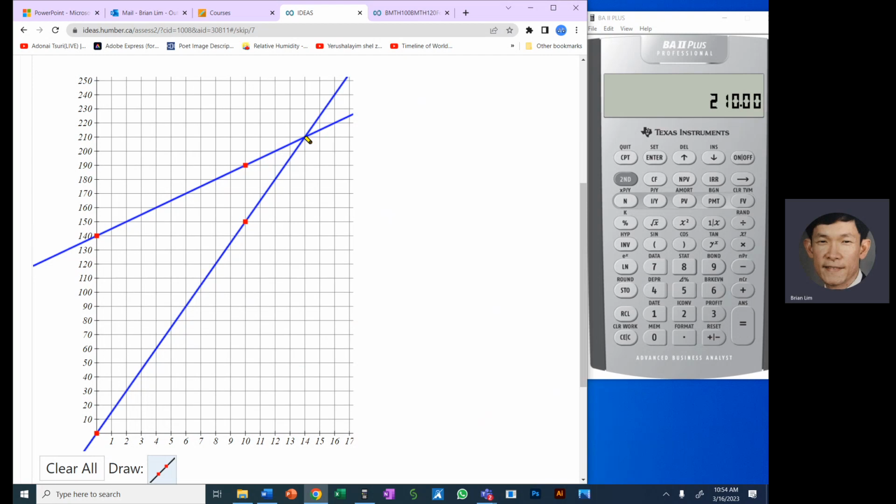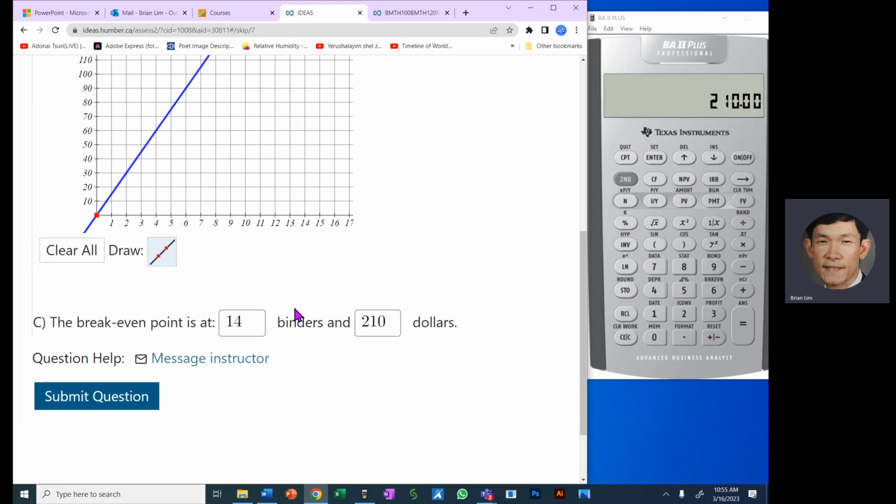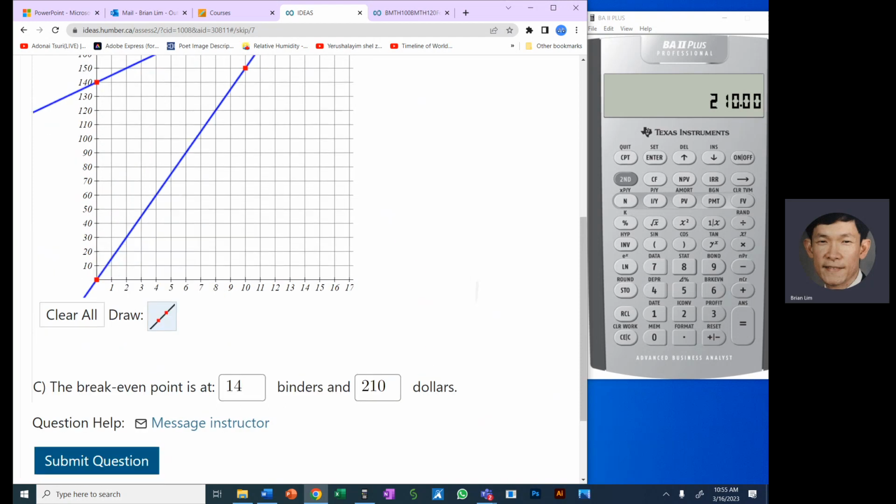There's the break-even point because this is the total revenue, this is the total cost. Break-even point is right there. We come down, this is 14, and over here is 210. So that is the answer right there. Okay, so we did the computation correctly and it checks to the graph.